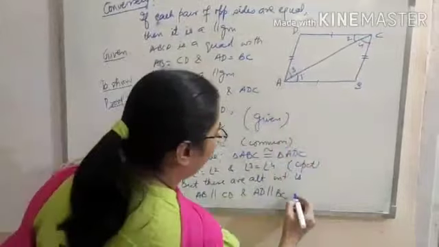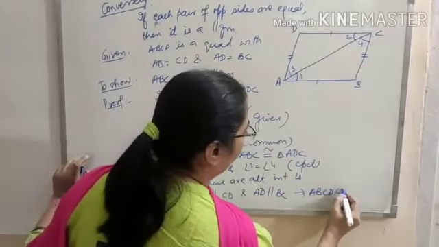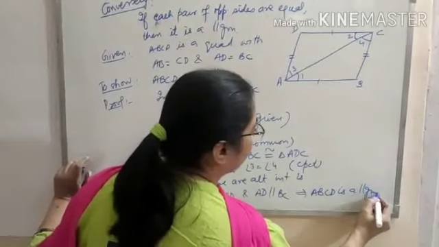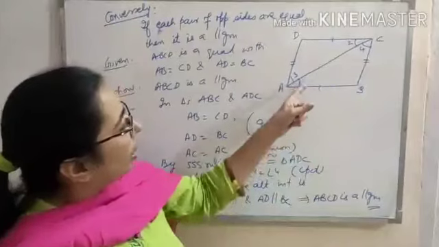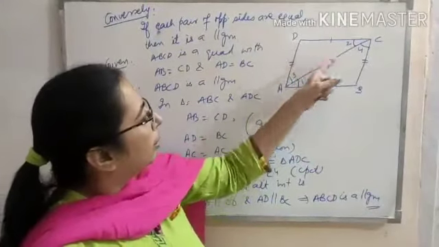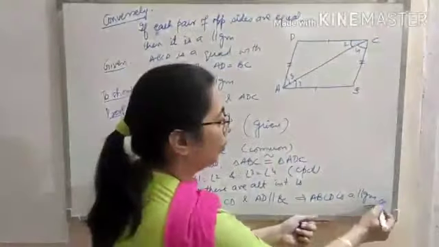When opposite sides are equal and parallel, it means ABCD is a parallelogram. This is what was to be proved. This is the converse part. Whenever you are given that opposite sides are equal, you can say it is a parallelogram. This is the proof here.